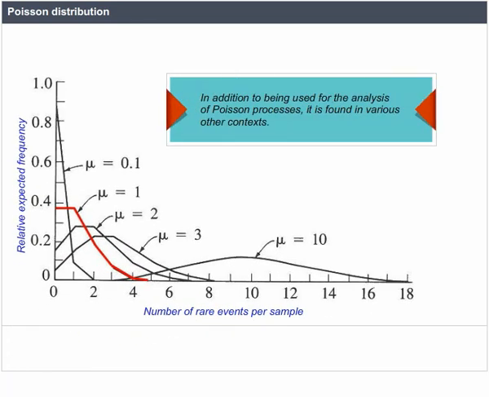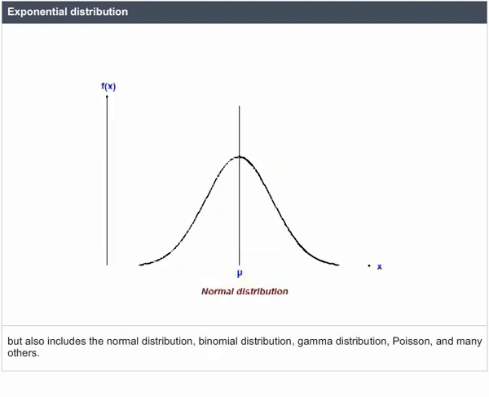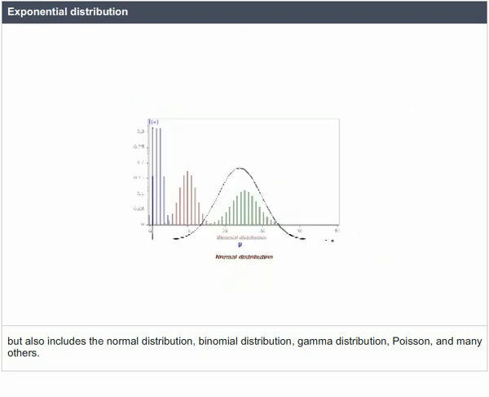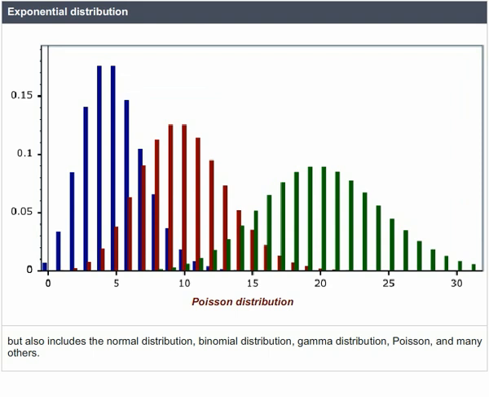In addition to being used for the analysis of Poisson processes, it is found in various other contexts. Note that the exponential distribution is not the same as the class of exponential families of distributions, which is a large class of probability distributions that includes the exponential distribution as one of its members, but also includes the normal distribution, binomial distribution, gamma distribution, Poisson, and many others.